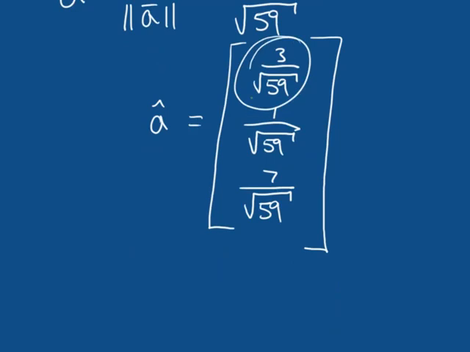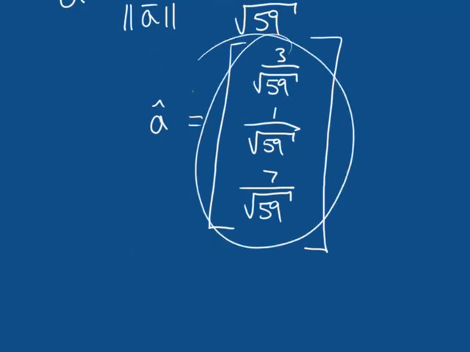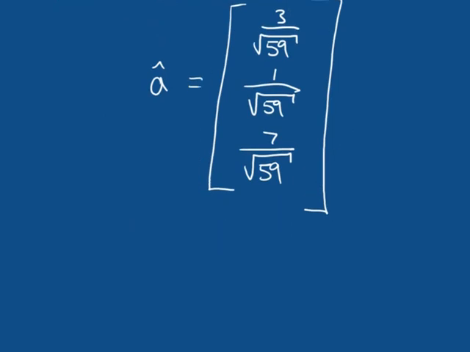And it's got the x component 3 over root 59, the y component 1 over root 59, and the z component 7 over root 59. So if we then found the length of A hat, we can prove that this is very accurately a unit vector with a length of 1.